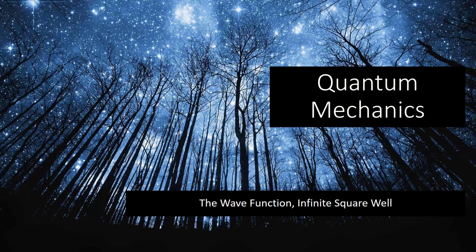Previously, we looked at the idea that matter can at certain times behave like a wave. In particular, we looked at diffraction of electrons through double slits. We're going to look a little bit more closely at what it means for matter to be a wave and at a particular example of what's called an infinite square well.